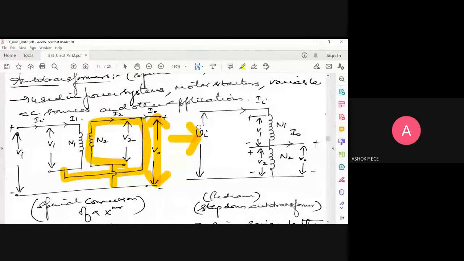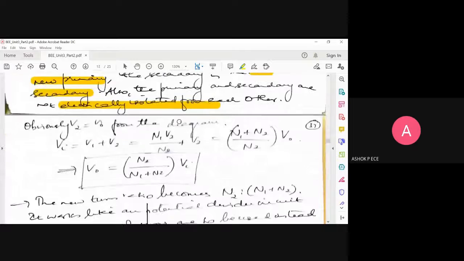and V2. So by Kirchhoff's voltage law, I can write Vi equal to V1 plus V2. So Vi will be equal to V1 plus V2, and V naught will be equal to V2. So that is what I have written here. See here, V2 equal to V naught and Vi equal to V1 plus V2.